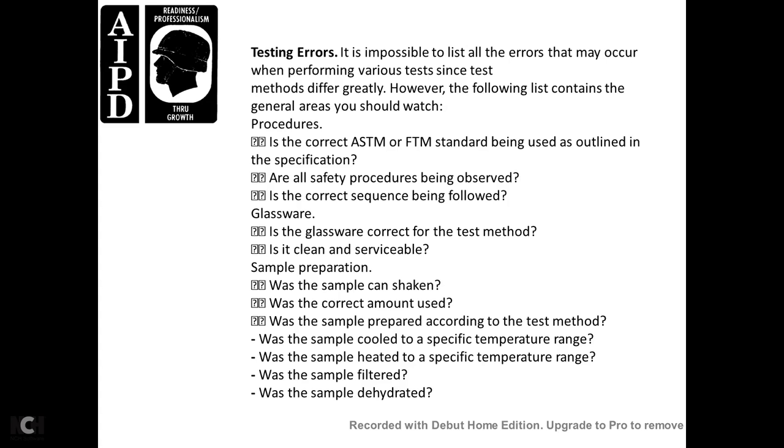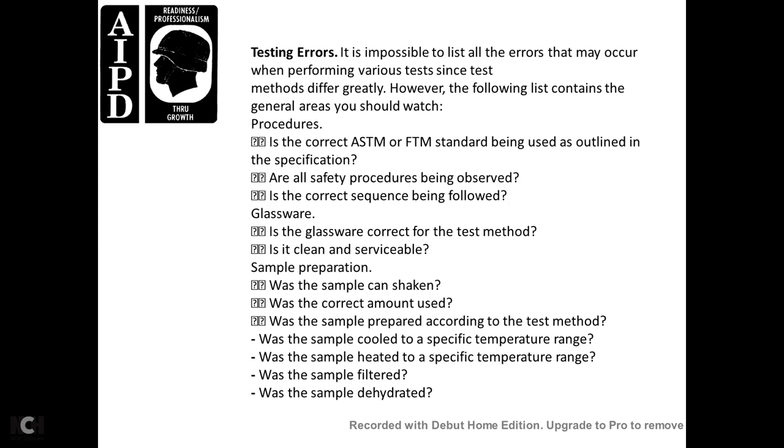Testing errors. There is a possible list of errors that occur when performing the various tests. Since the test methods differ greatly, however, the following list contains general areas which should be watched. Procedure: is the correct ASTM or federal test method standard being used, as outlined in the specification? Are all safety procedures being observed? Is the correct sequence being followed? Glassware: is the glassware correct for the test method? Is it clean and serviceable? Sample preparation: when should samples be shaken? What is the correct amount used, when the sample is prepared, according to the test method?